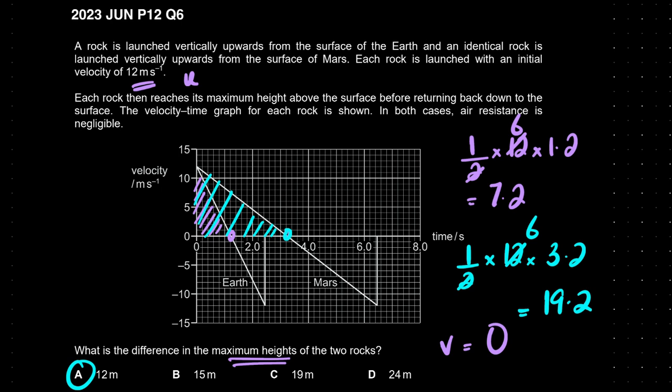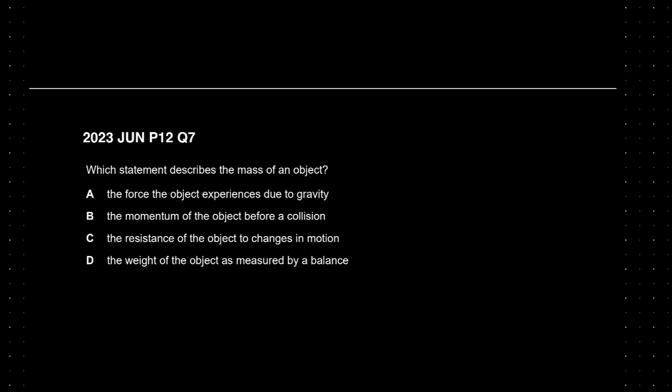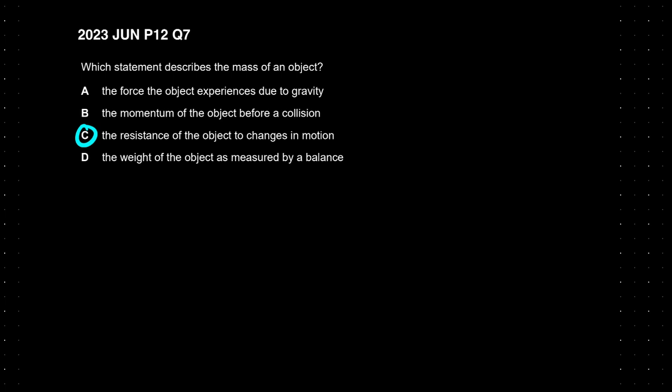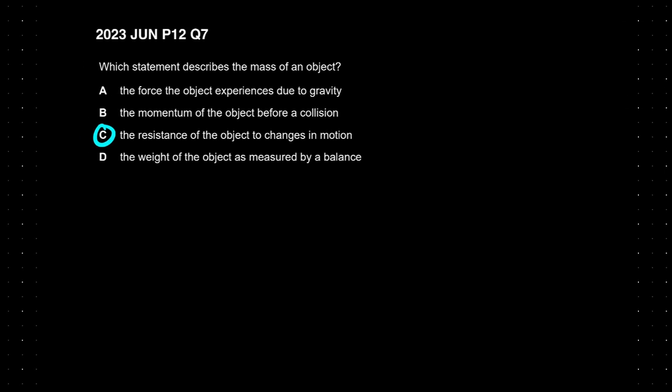All right. Let's go forward. Which statement describes the mass of an object? Again, we know that mass is basically, you know, its resistance to changes in motion, right? So that's C. That's how mass is basically talked about in higher level science. In your earlier education, you might have talked about mass as the amount of matter in an object, but now we talk about this in terms of the resistance to its changes in motion.